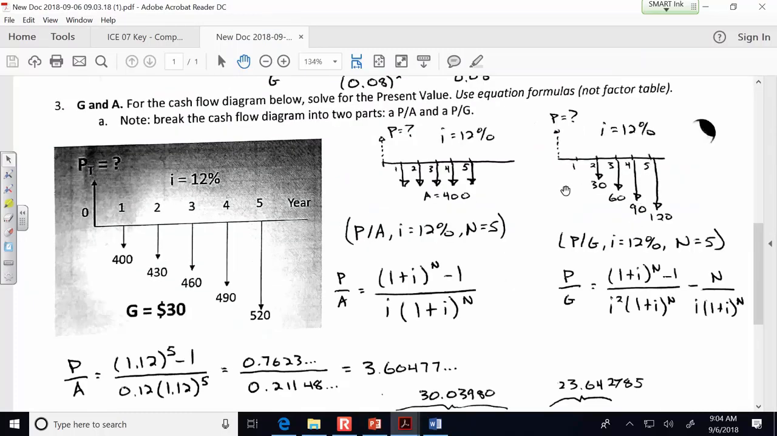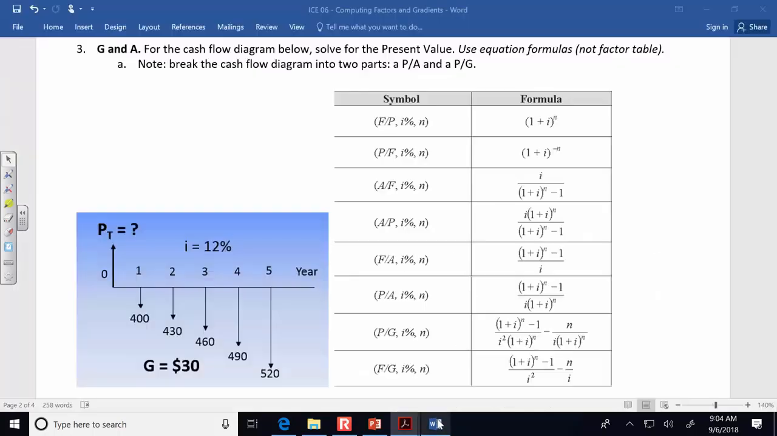All right, so here's the two parts of it. Here's the find the present value of the annual series component. If we break this problem down into the expression inside the brackets there, P/A, find P given A, 12% interest and N equals 5. And then we go to the formula table here. We need to find the P/A equation.